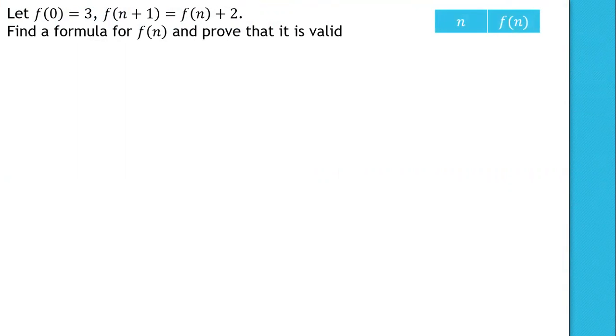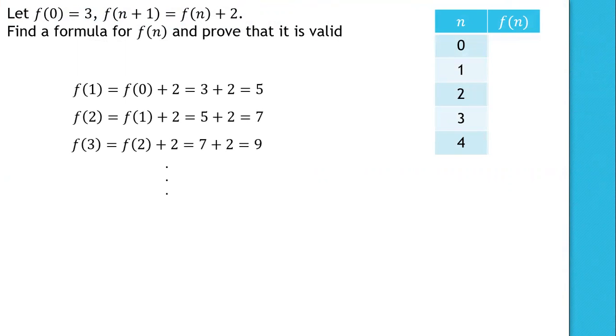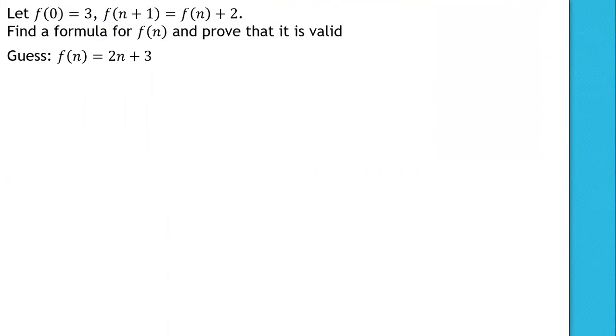So first, let's explore. Let's see what this table looks like using the recursive definition. And we can see that we get the sequence 3, 5, 7, 9, 11. And so just by exploring this table a little bit and looking around, we can see, okay, 3 plus 2 gets me to 5. 5 plus 2 gets me to 7. 7 plus 2 gets me to 9. So it looks like I'm adding 2 each step. 2n plus 3 is going to be my guess.